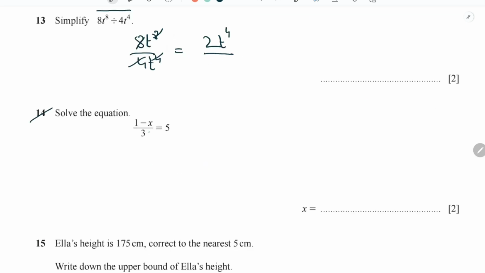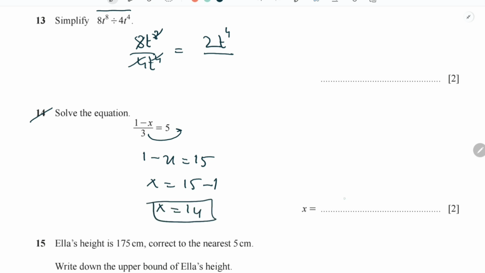Question number 14, solve the equation. So first we multiply 3 by 5, so we get 15. So 1 minus x equals 15, right? Now x equals 15 minus 1, so x equals 14, right? So the value of x is 14.